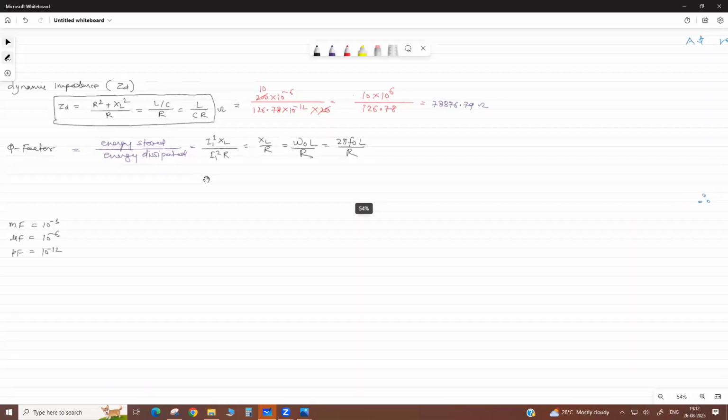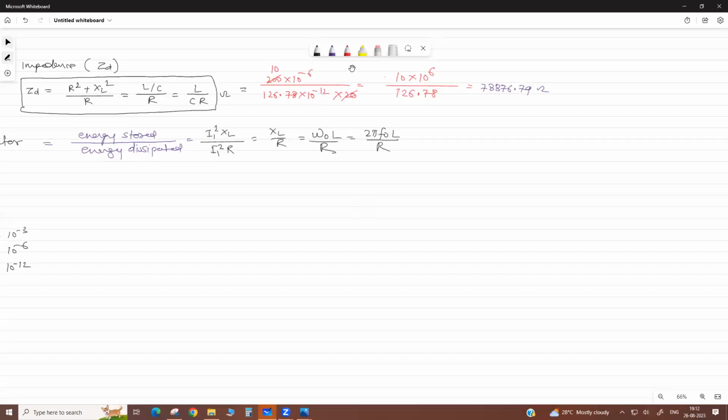Hello, please put the values here. What is 2 into 3.14 into f naught? What is the frequency? Frequency is given as 1 megahertz, 10 raised to power 6 hertz, into L. What is the value of L? 200 into 10 raised to power minus 6. So this 6 cancels.